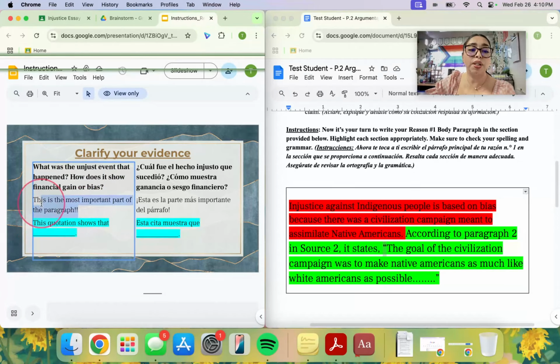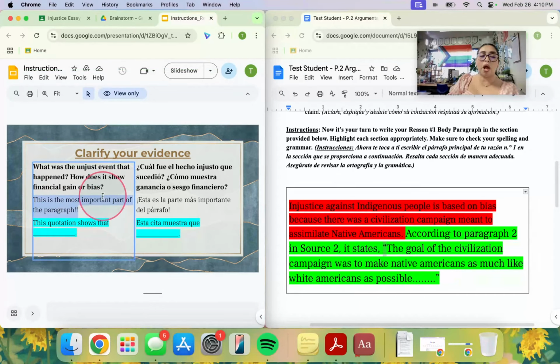And a reminder, this is the most important part of your paragraph. I know that you guys can make a claim. I know that you guys can cite evidence, but can you explain to me why? Why does that quote show financial gain? How does that show that someone was making money off of Native Americans? Or how does that show bias against Native Americans? You need to explain it to me, and I promise you, you cannot over-explain it to me. I need you to walk me step by step. How did you get from point A to point Z?